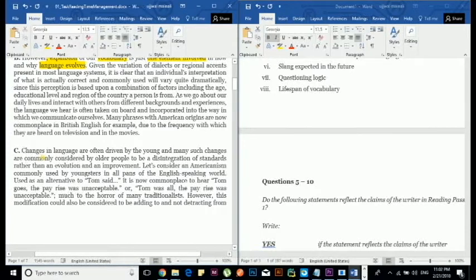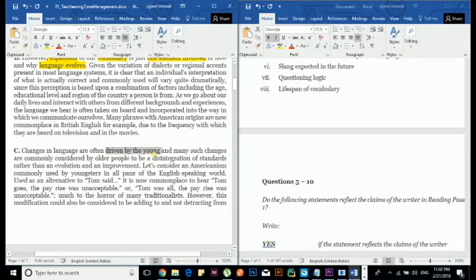So let's find a suitable heading for C. Okay. Now let's find the keywords for C before determining the topic sentence, the main idea. "Changes in languages are often driven by young, and many such changes are commonly considered by older people to be disintegrations of standard rather than an evolution or an improvement."